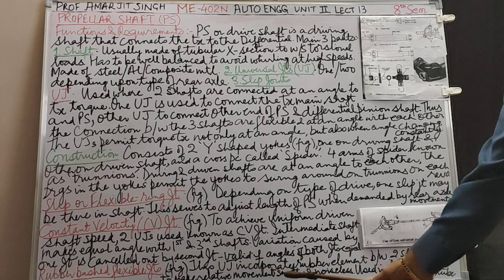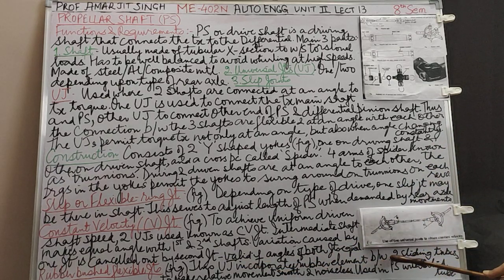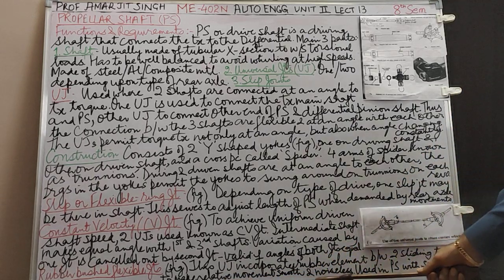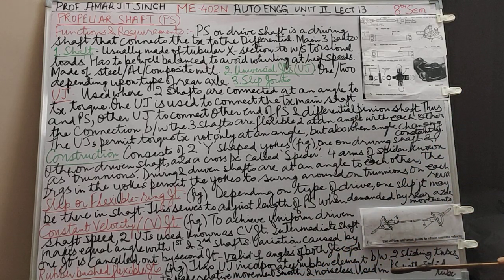This universal joint incorporates a rubber element between two sliding tubes to make the relative movement smooth and noiseless. It is used in a propeller shaft with solid tube. This lower one is a solid tube. This is hollow. This is mounted through a rubber element so that there is no noise. This is the actual figure. I think I've explained all these. This is the CV joint.